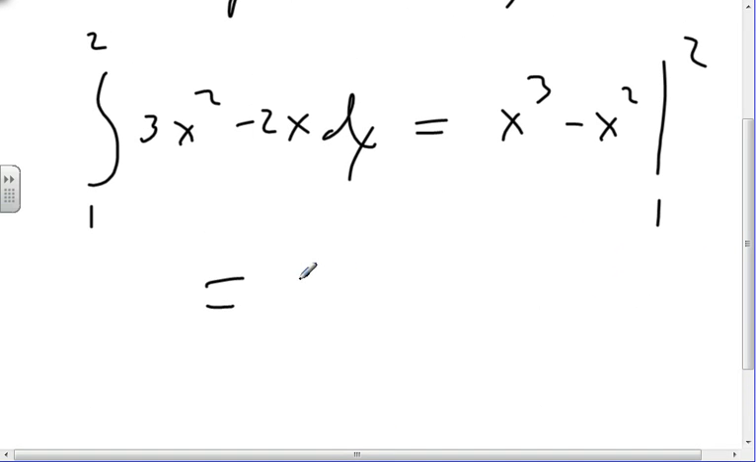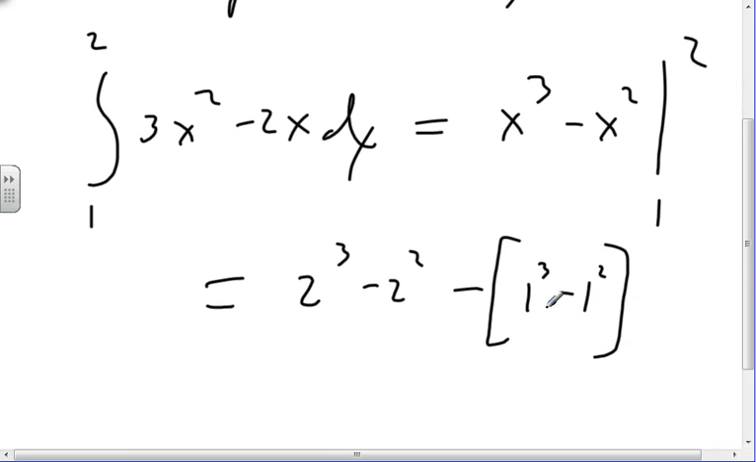Alright, so I'm going to have 2 cubed minus 2 squared minus 1 cubed minus 1 squared. Well, I can do this one pretty easily. 8 minus 4 is 4, so the answer would be 4.